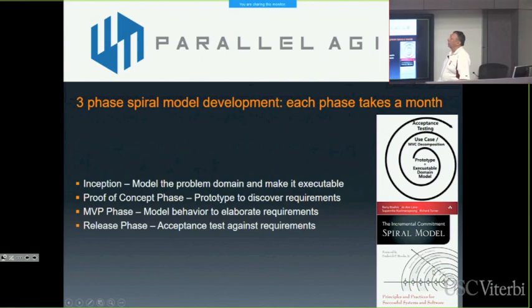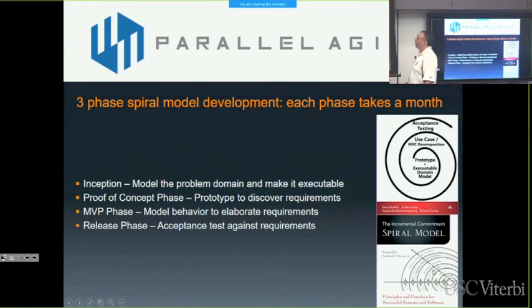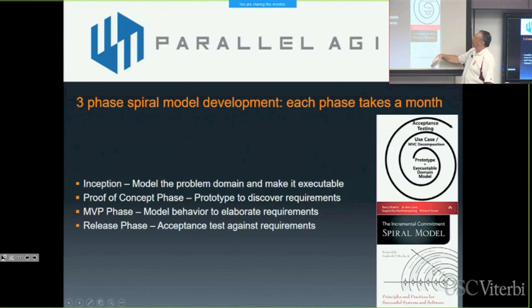Again, to tie this back into the spiral model, the inception phase is part of this executable domain model. We model the problem domain, make it executable, and then we go into proof of concept where we start prototyping. We take the results of the prototype, and say, yeah, that worked, that didn't work. We'll keep the stuff that worked. We'll toss the stuff that didn't work. And then we do our MVP design, and then we go into heavy-duty acceptance testing before we ship stuff.